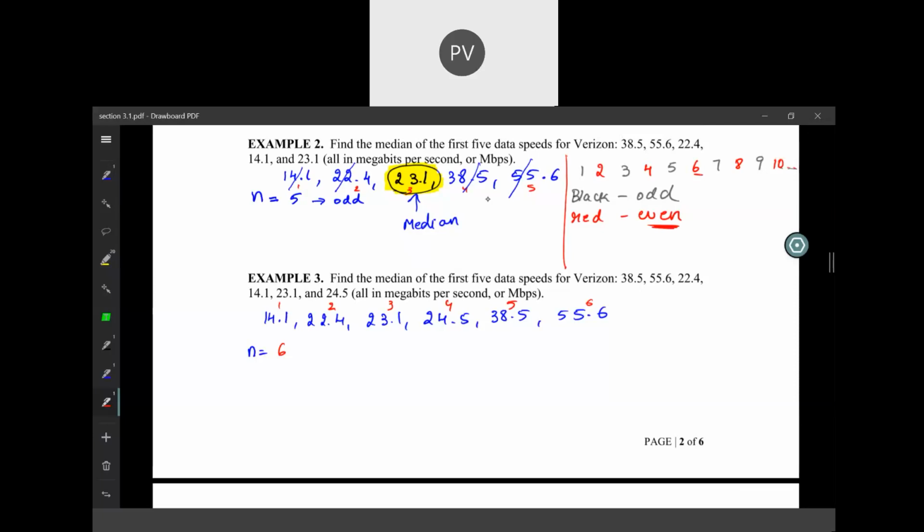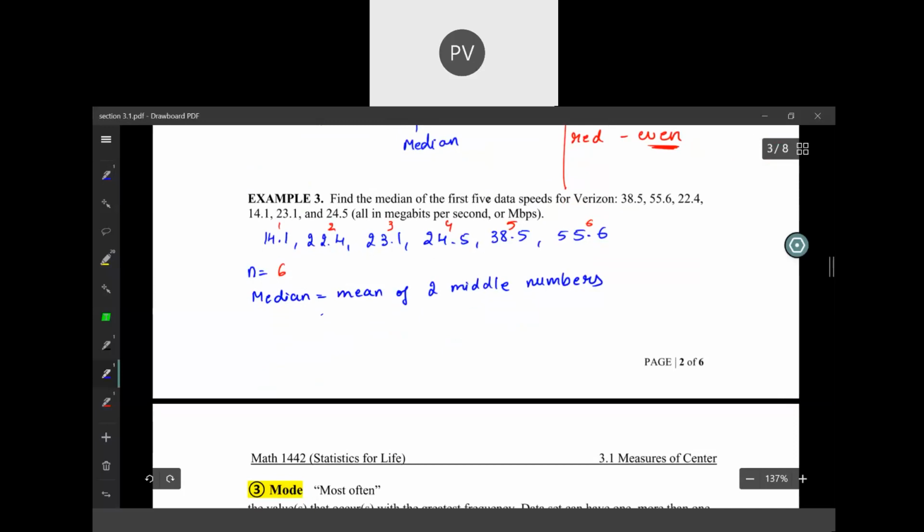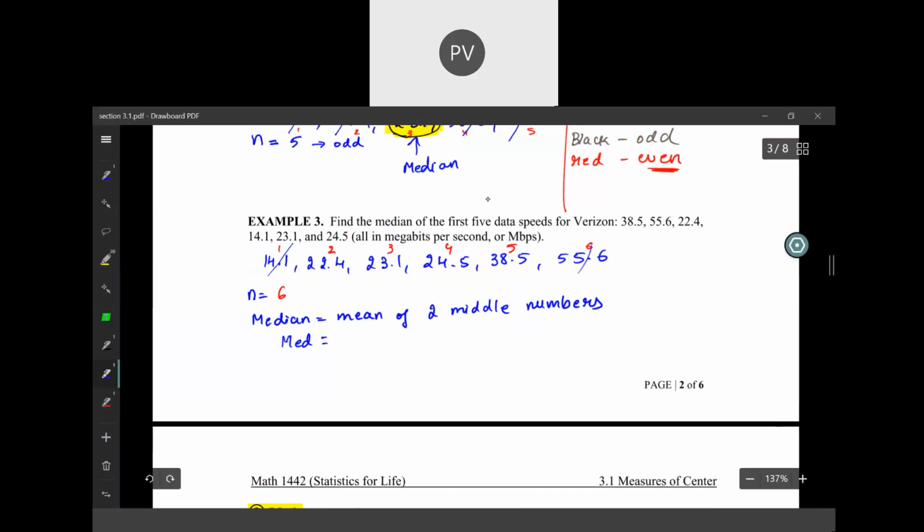So what is the median? If n is even, then the median will be equal to the mean of the two middle numbers. Now tell me, I will represent median by MED. Which are the two middle numbers? These two are the middle numbers, right?